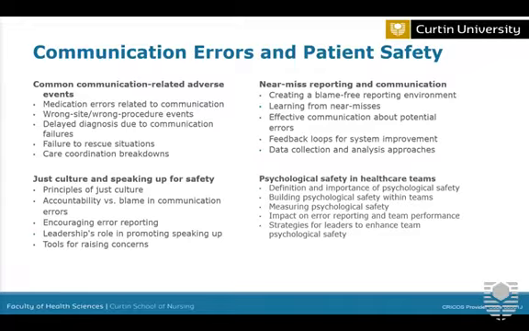and understandings of working within a safety framework. So common errors in communication relate to medication safety, surgical safety, and delayed diagnosis because of communication failures. There may be failure to rescue situations, so not escalating information in a critical time frame to your clinical coordinator, for example, or to the doctor, or there might be care coordination breakdowns that occur.